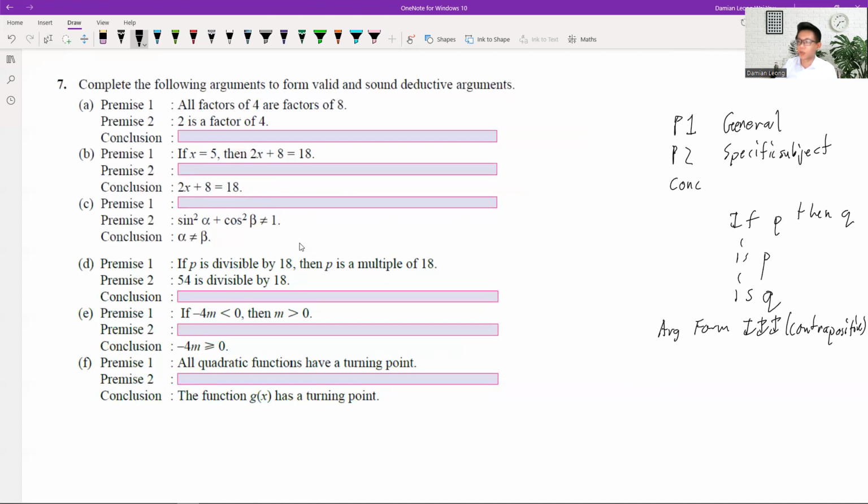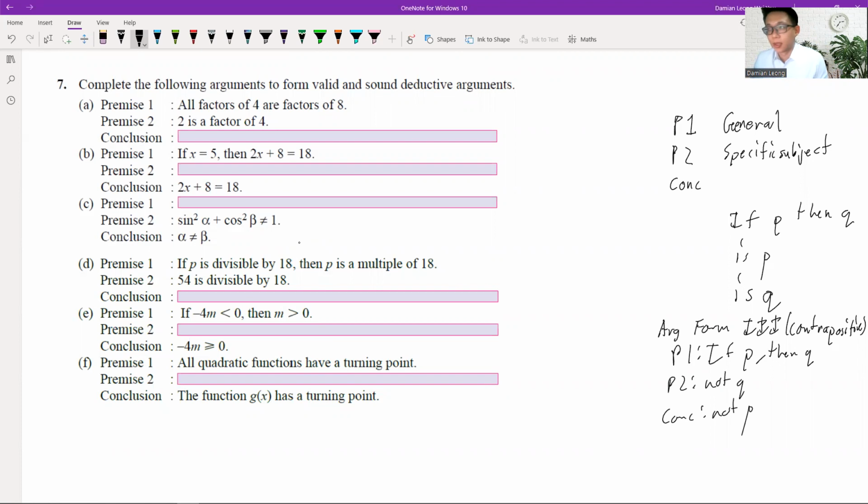So if my premise 1 is if P then Q, my premise 2 will be not Q, then the conclusion is not P. That's how it works.